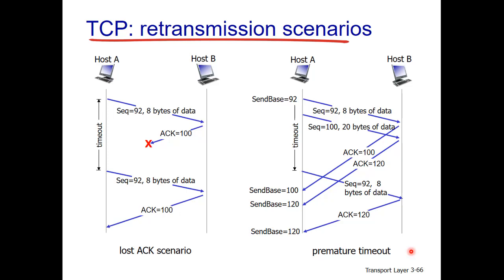There is another scenario which is a premature timeout. Premature timeout. So it sends two segments. One is a segment with sequence number 92, 8 bytes of data. Another has sequence number 100 and 200 bytes of data.